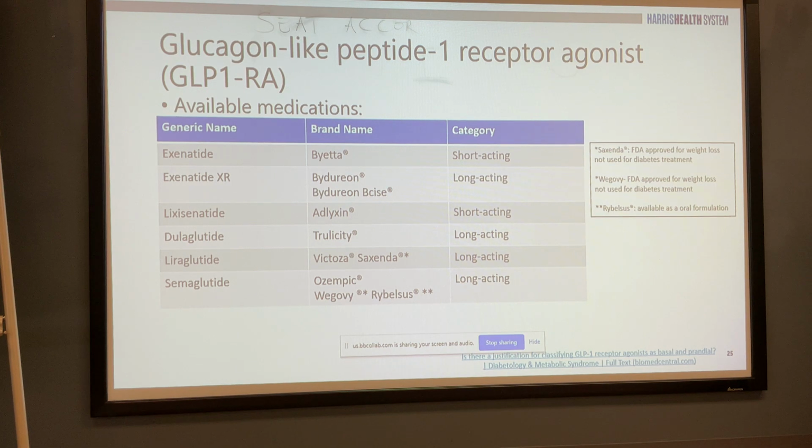And to note, some of the GLP-1s are available in higher doses in order to help manage weight loss. Saxenda is high-dose liraglutide that's used for weight management but not diabetes. And same with Wegovy, which was recently approved, which is high-dose semaglutide. And to note, semaglutide has an oral formulation available called Rybelsus. So please be very familiar with your brand and generic names.